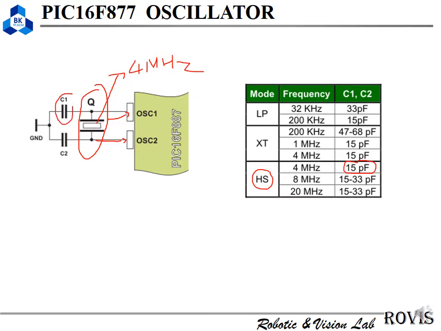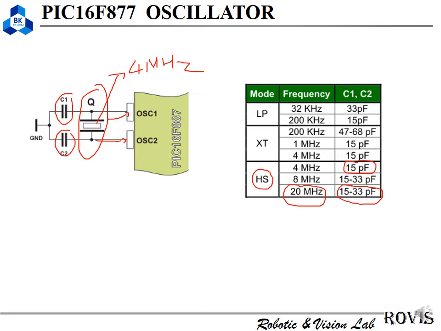For example, if we use a 4 megahertz crystal, we have to use a 15 picofarad capacitor. And normally we use 20 megahertz, and then we can use 33 picofarad capacitors.